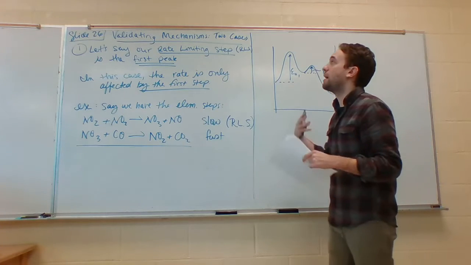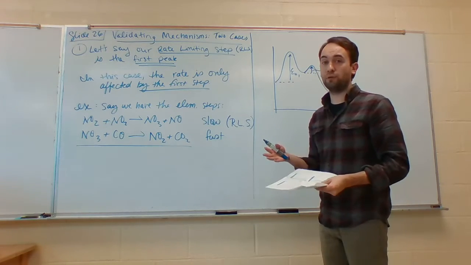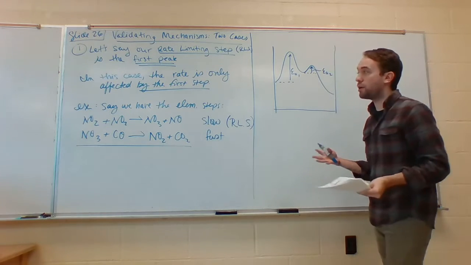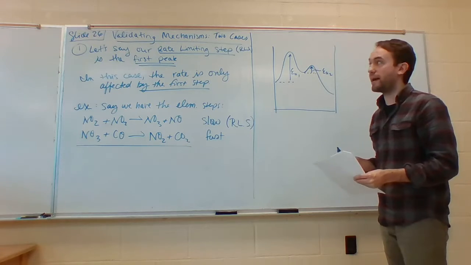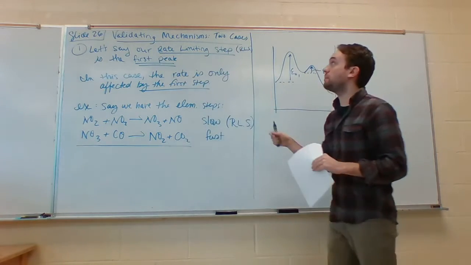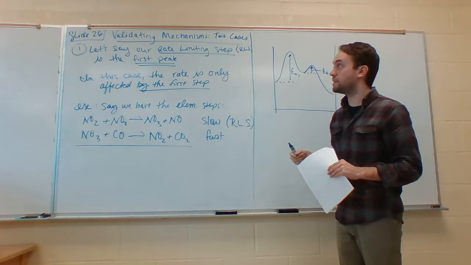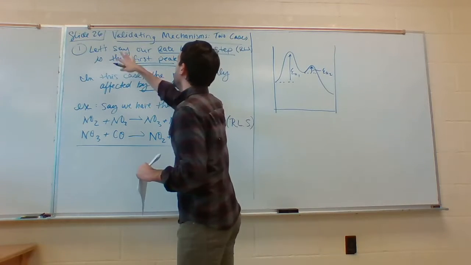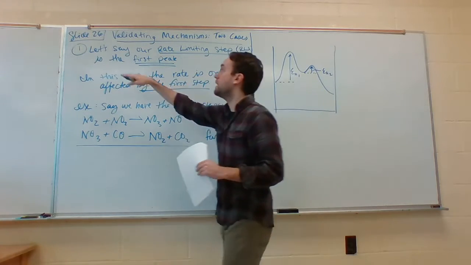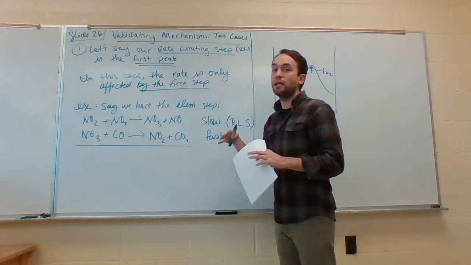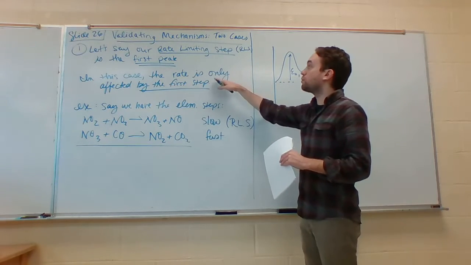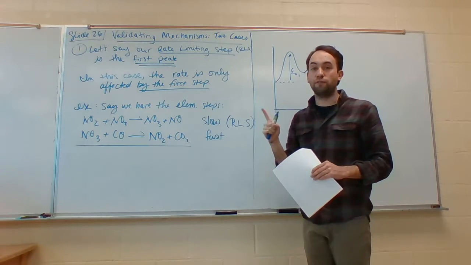Next, I'd like to talk about how we can use our elementary reactions to figure out our overall rate law and better understand the kinetics of our reaction. So, on slide 26, we're going to talk about validating mechanisms for two different cases. In our first case, let's say that our rate limiting step, or RLS, is the first peak in our reaction profile. In this case, the rate is only affected by our first step.